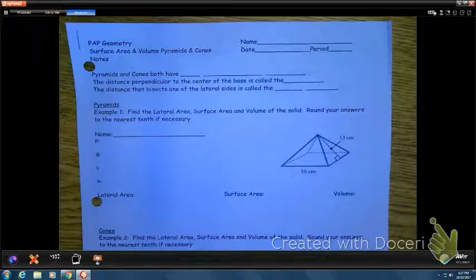Okay, last class we looked at surface area and volume of cylinders, spheres, and prisms. Today we are looking at the surface area and volume of pyramids and cones. So, starting with our notes.